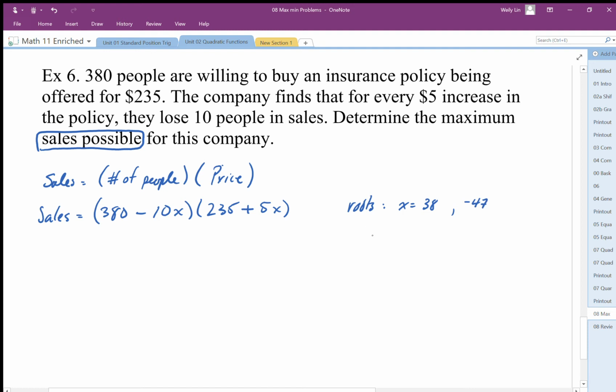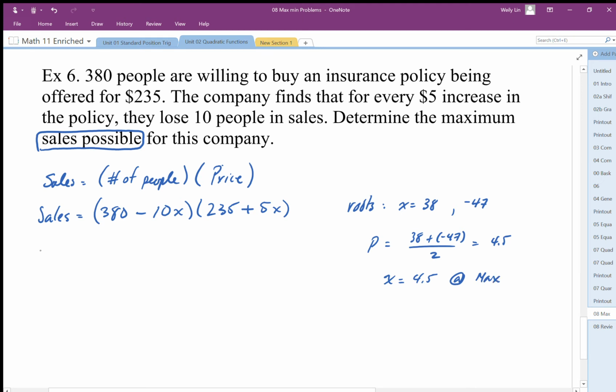So to find the x-coordinate of the vertex, which is the maximum, I take the average and divide by 2. So the average here is going to be 9 divided by 2, which is 4.5. Okay, so this is my x value. x equals 4.5 at the max, or at the vertex.